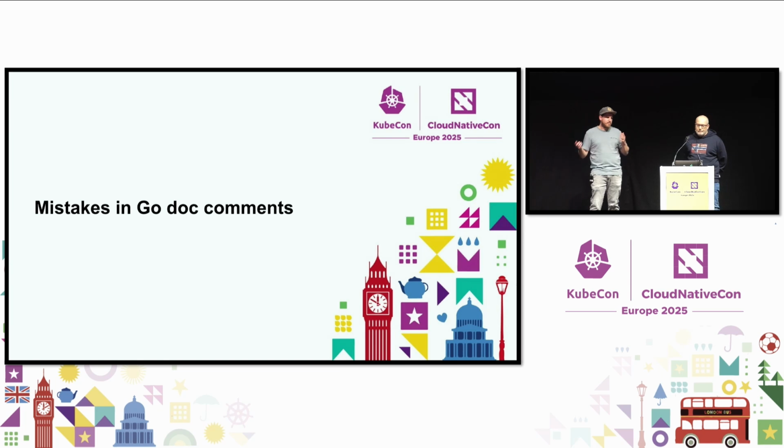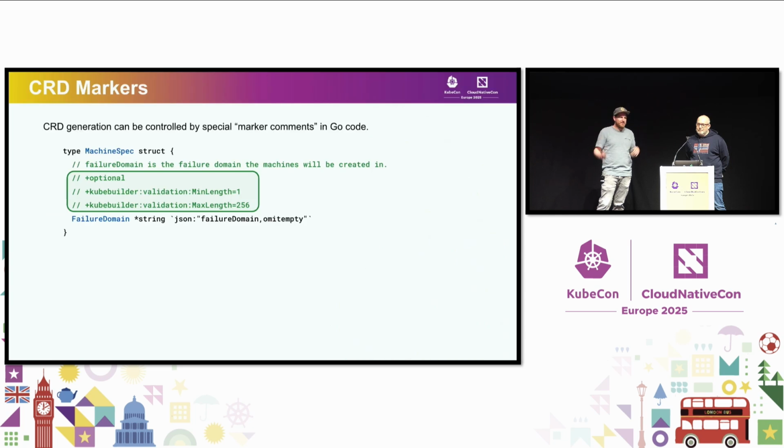So we talked a lot about Go code. What about comments? It can't be too hard. There should be no issues there, right? Let's make an example. For generating CRDs, we often use these magic markers, which are used, for example, by controller-gen to influence the OpenAPI spec.